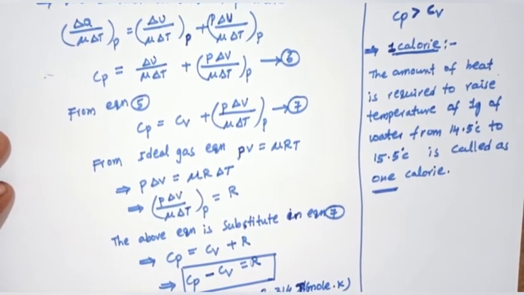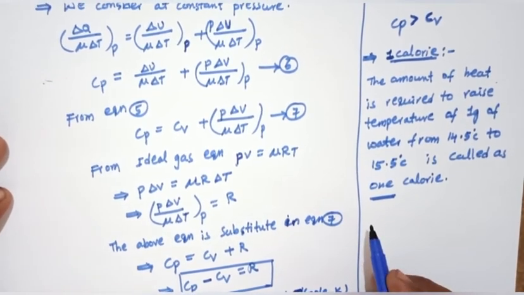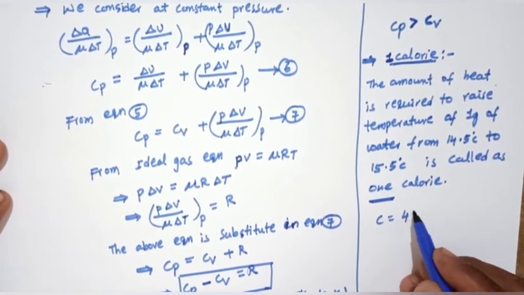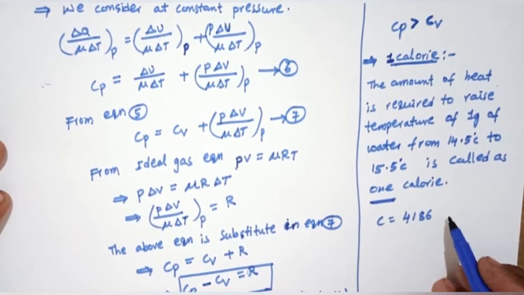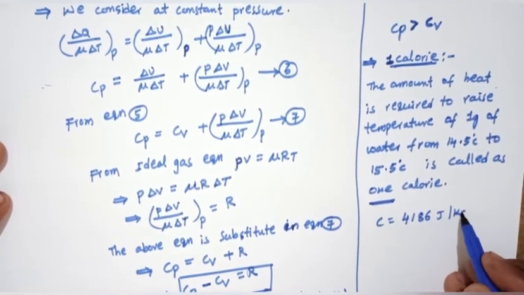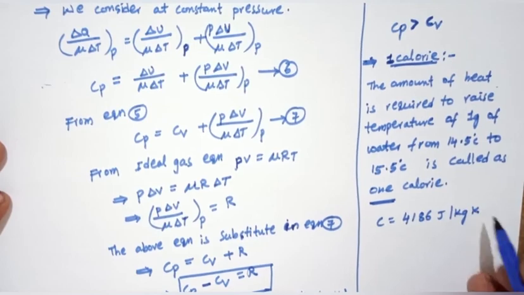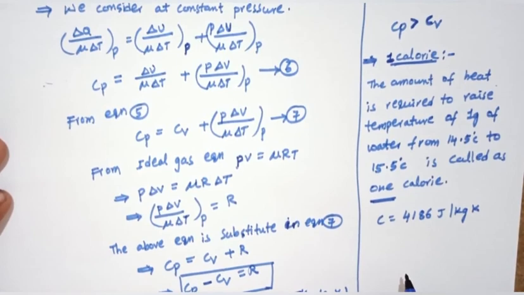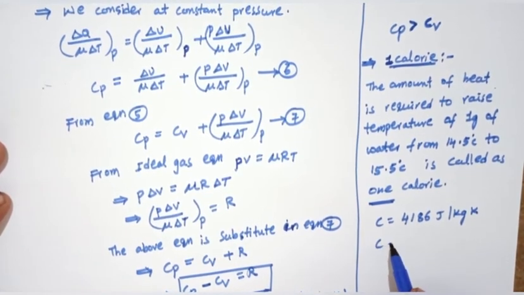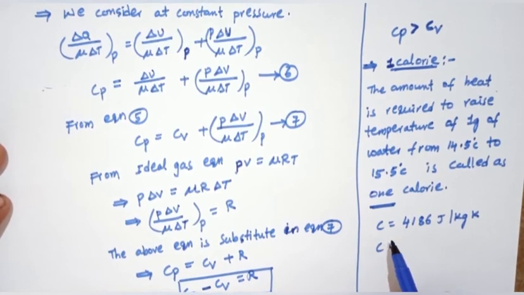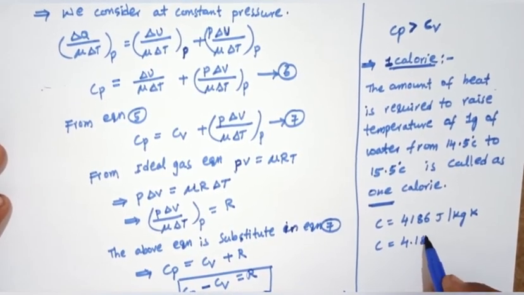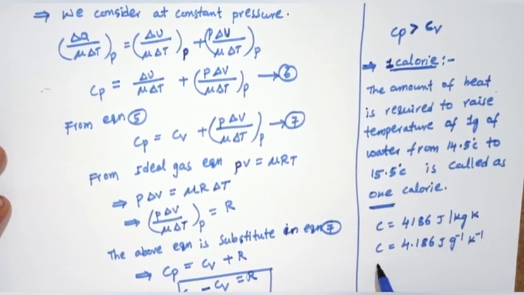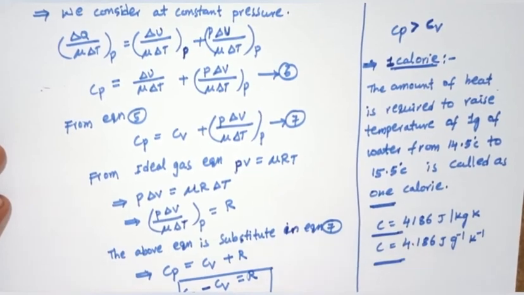Here the specific heat capacity of water, C equals 4186 joule per kg per Kelvin. It is also taken in grams: the specific heat capacity of water is 4.186 joule per gram per Kelvin. So this is the specific heat capacity of water.